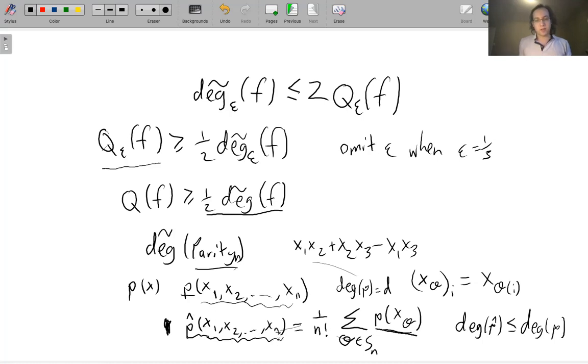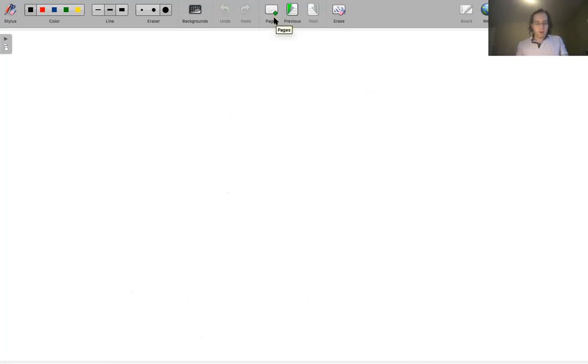So the first step is to say that if we had any polynomial computing parity, to some fixed error epsilon with fixed degree d, then we can convert it into a polynomial that is symmetric and approximates parity. So we can assume without loss of generality that our polynomial approximating parity is symmetric. Okay, so this was the first step.